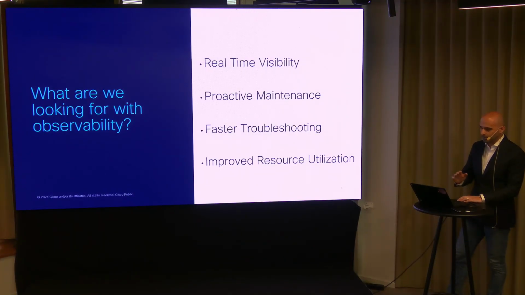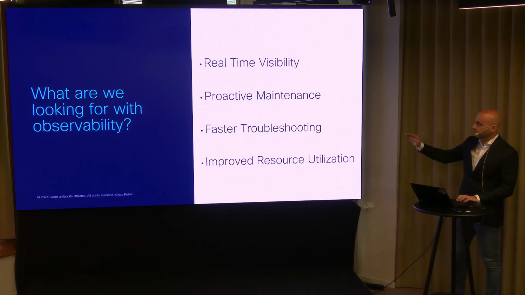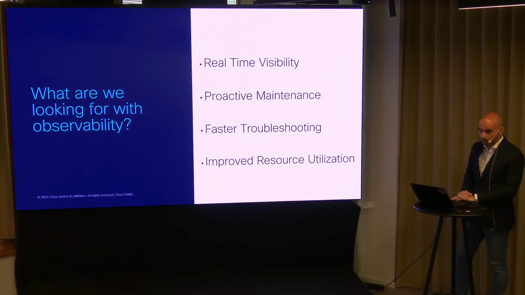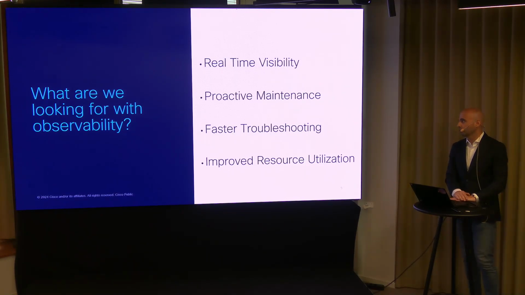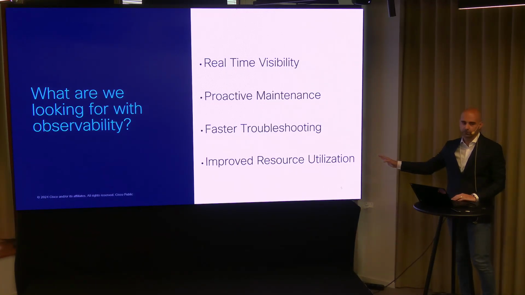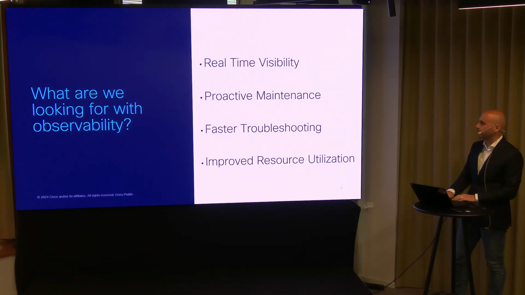And what are we exactly looking for in observability? We want to have real-time visibility of what is happening. We want to avoid problems if we can with proactive maintenance. If we cannot avoid them, we want to troubleshoot them fast. And then we also want to ensure that we have a good resource utilization in the automation cluster.